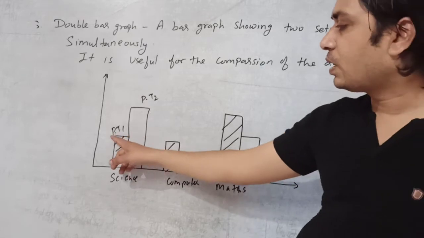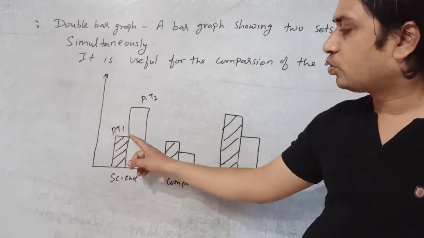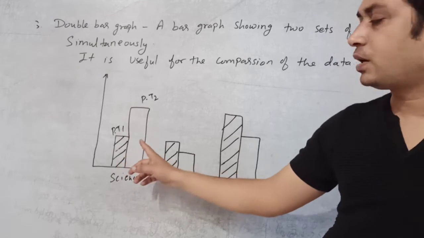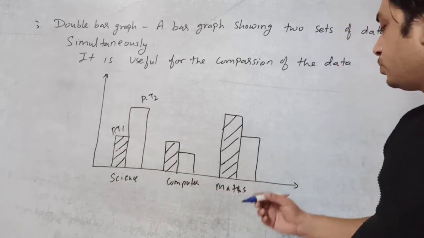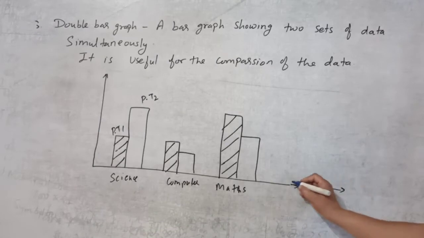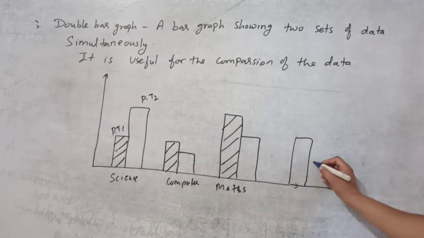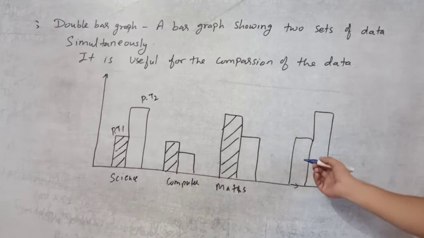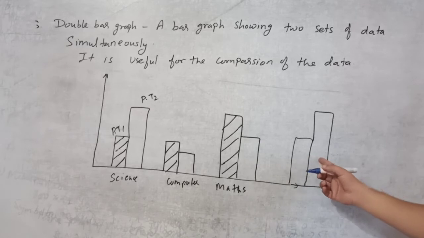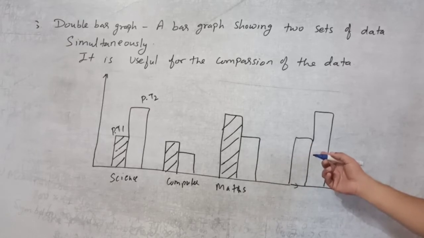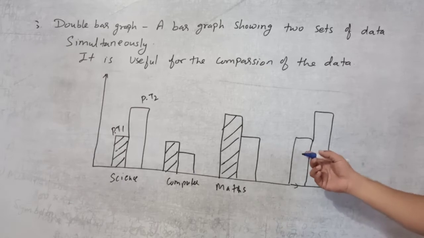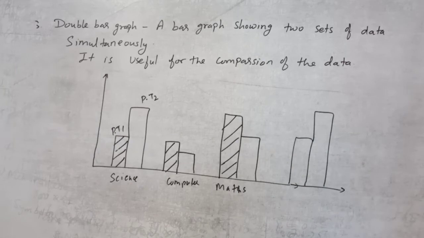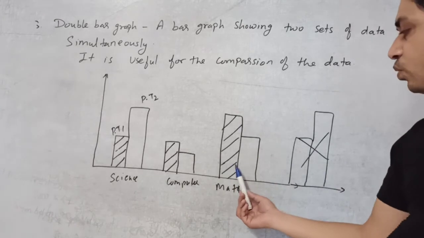So remember, PT1 and PT2 should be shown with different types of symbols. We cannot draw like this, both the same. If we draw like this, both bars look the same, and here also the same thing is represented. There is no difference in these two, only the value difference is there. So we cannot clarify which is PT1 and which is PT2. So this is wrong. When we are representing the double bar graph, they both should be different.